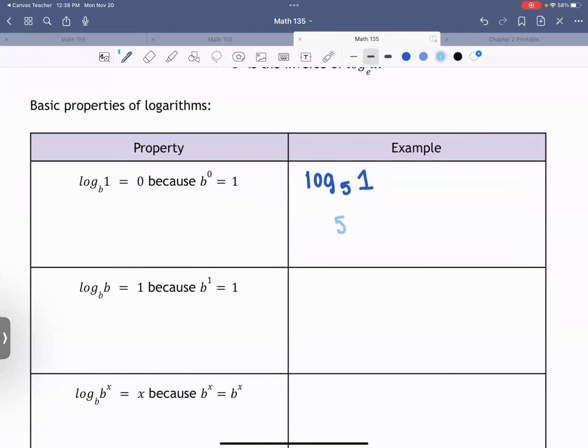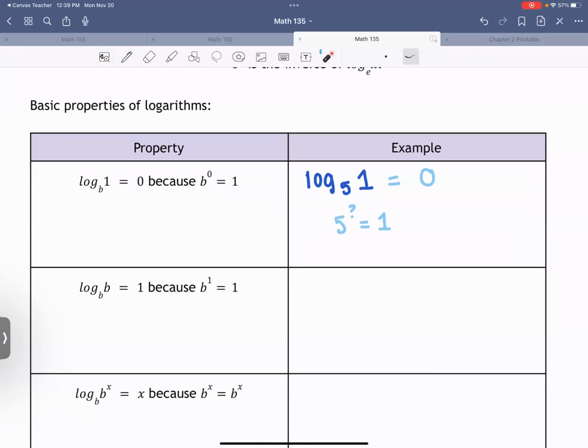5. Perfect, right? 5 is the base, 1 is the final answer. What power of 5 gives me 1? 0, right? So log base 5 of 1 is equal to 0. Was there anything special about the number 5 here? No, right? I could have found log base 10,000 of 1 or log base e of 1 or anything. The answer would still be 0, okay?